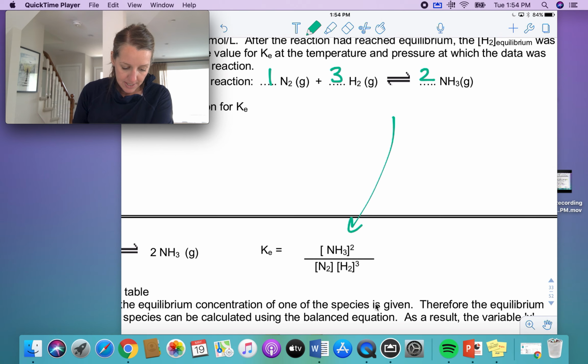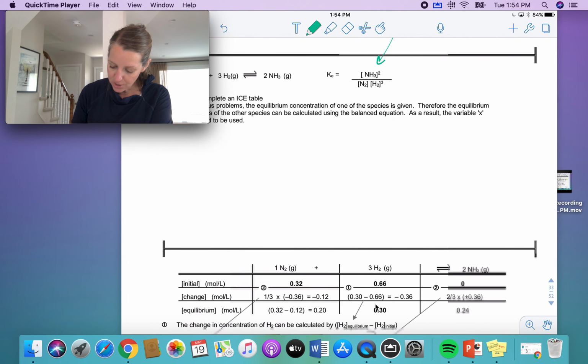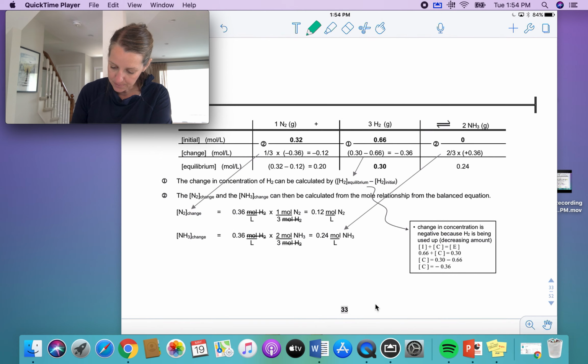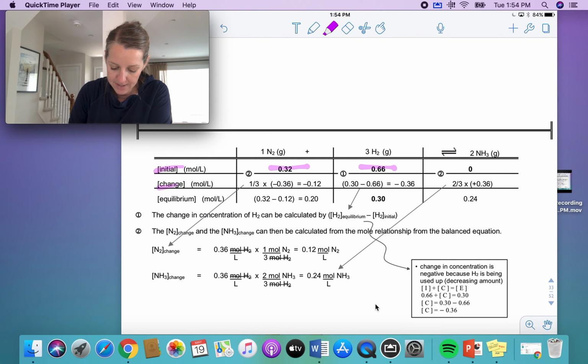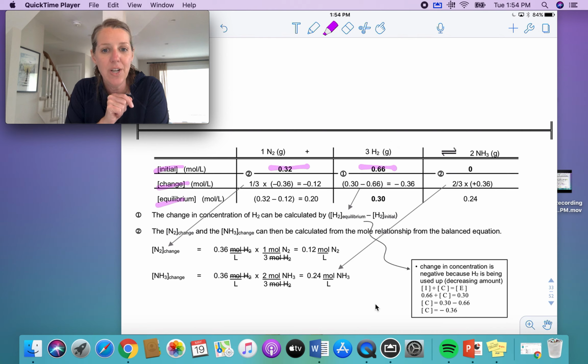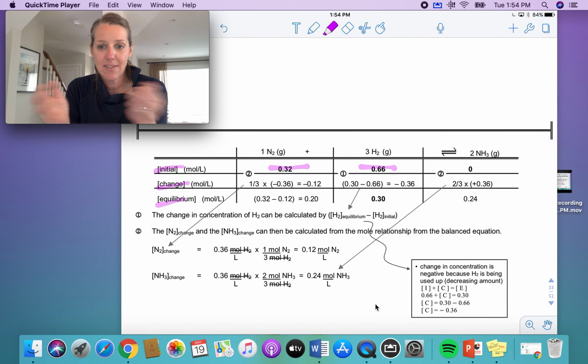And then I want you to see if this makes sense, because you're changing the X values. So for this question, you were given the initial concentrations. There we go, ICE, ice table. My initial concentrations as given to me in the question were 0.32 moles per liter and 0.66 moles per liter and 0. How do you figure out what your X value is?